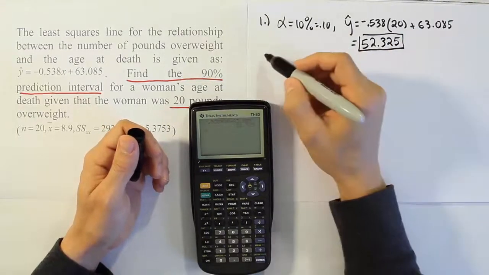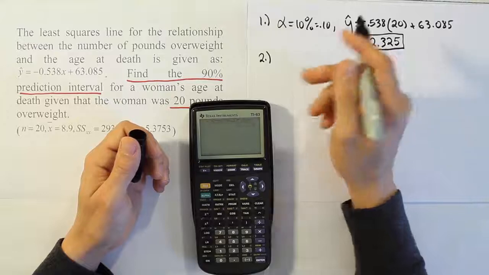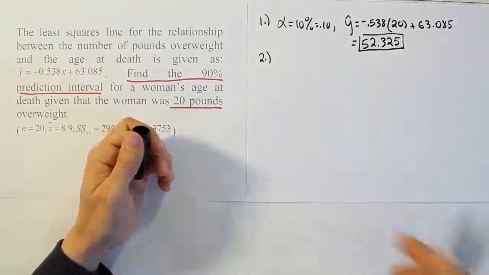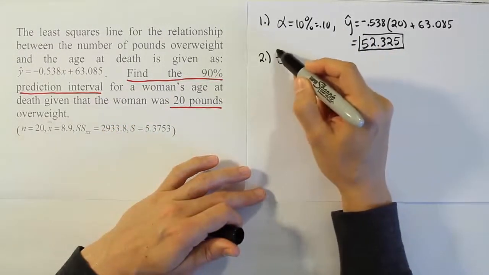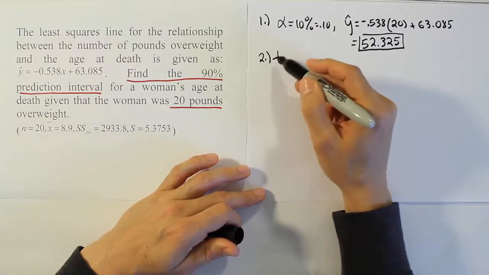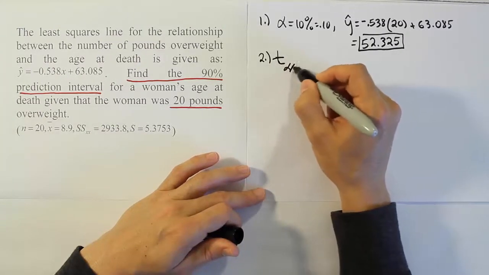Our next step is to take that y hat value and, sorry, we're going to use our step 2 to get our table value, t alpha divided by 2.